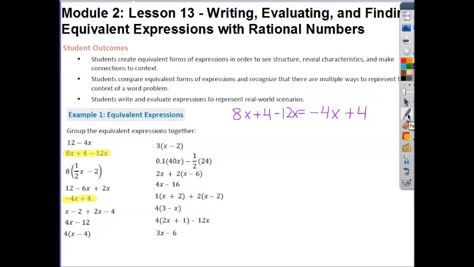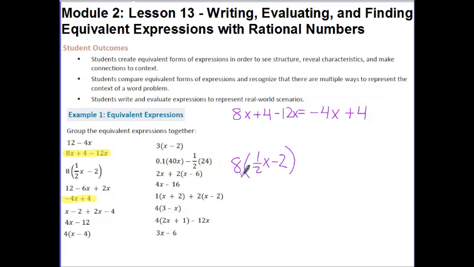Okay, let's take our next expression. We can simplify this expression by using the distributive property. So I'm going to do 8 times (1/2 x minus 2), and we are distributing the 8 to both of the terms inside the parentheses using the distributive property, which is multiplication. So we have 8 times 1/2, so what you're really thinking is half of 8 is 4, and there's an x on that. And then 8 times 2 is 16, so we have minus 16. That means we can match up this problem with 4x minus 16, which is here.